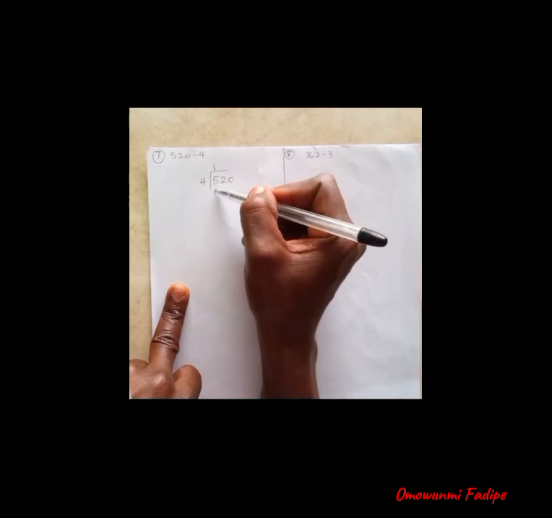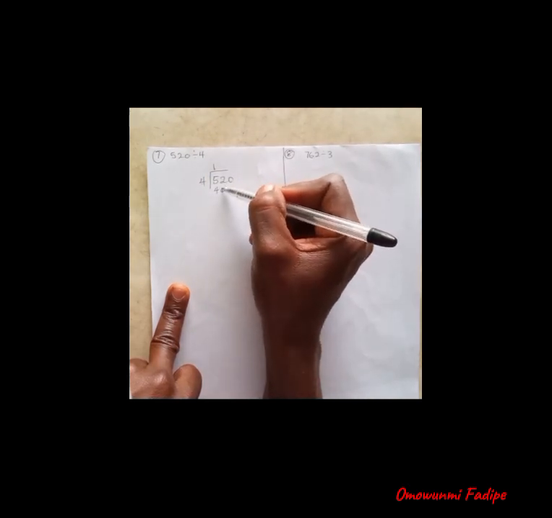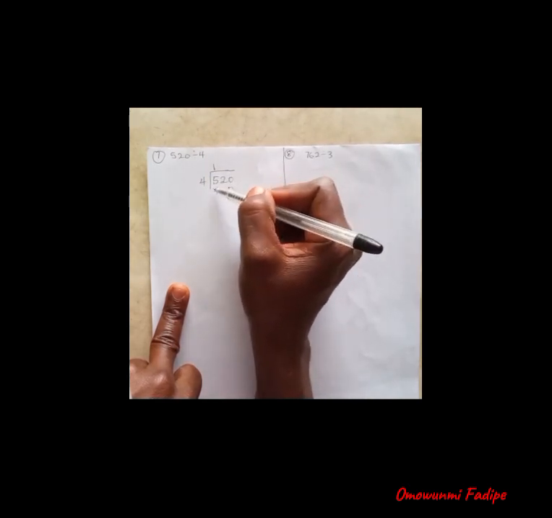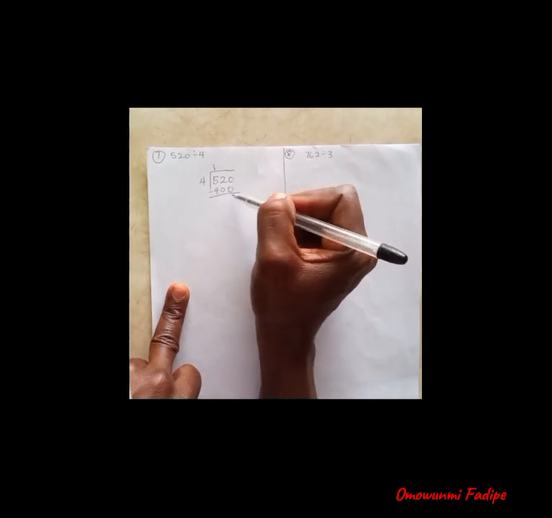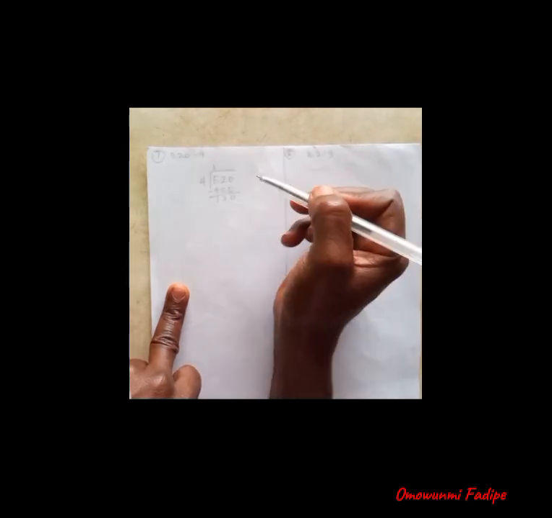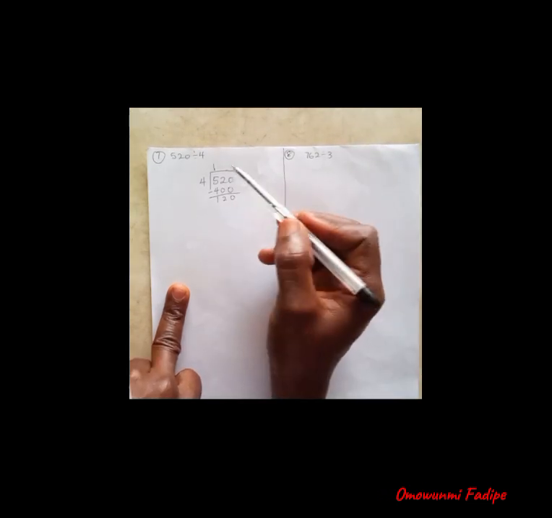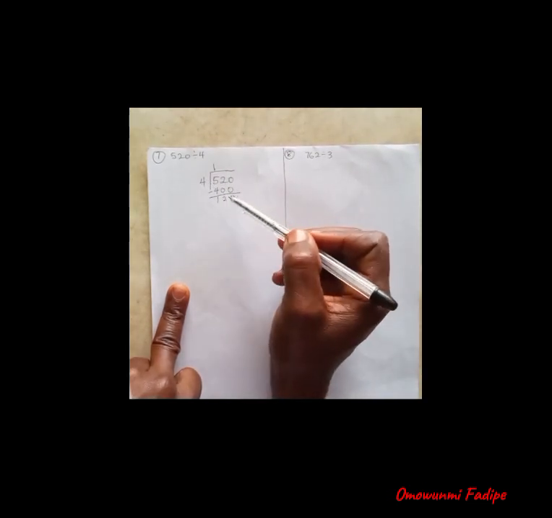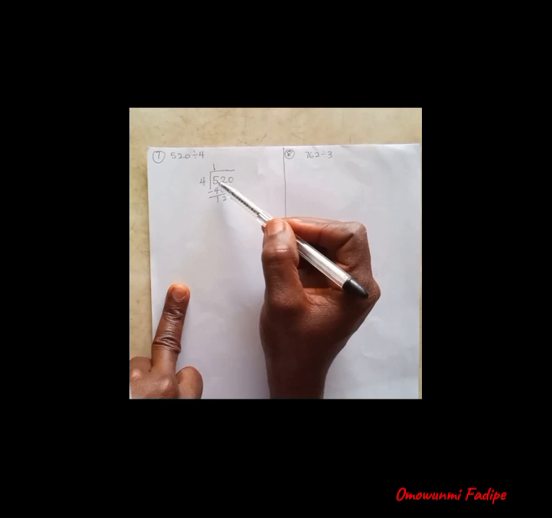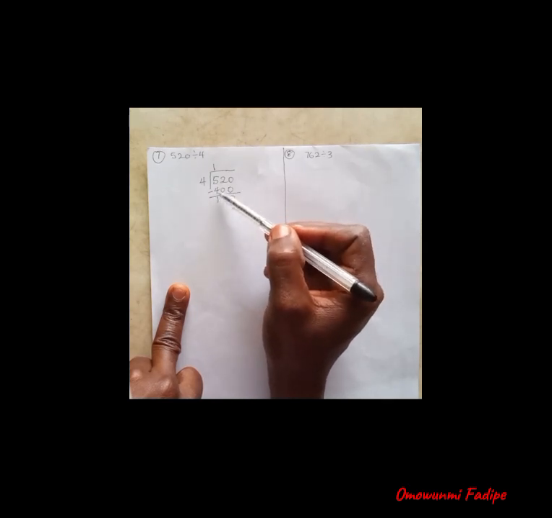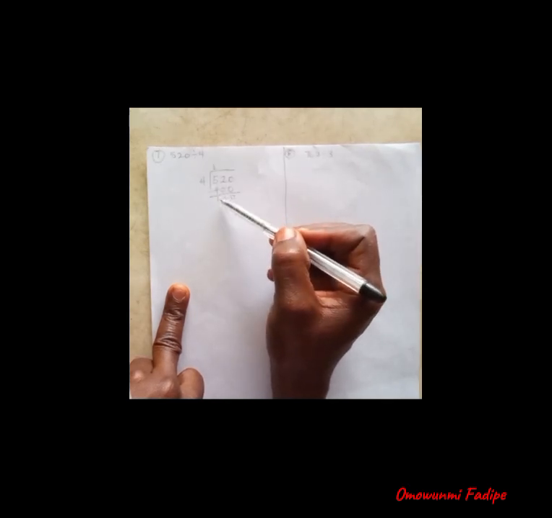1 times 4, 4. We've not done anything to this, so we take it away. It will give us 0, 2, 1, 120. I told you we must be taking it one by one, but in this case, you know that this one is a remainder from what we've done here.